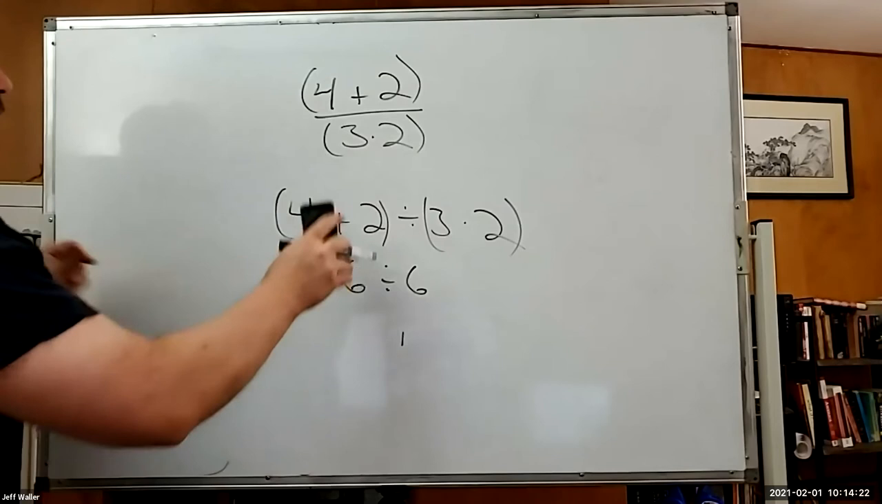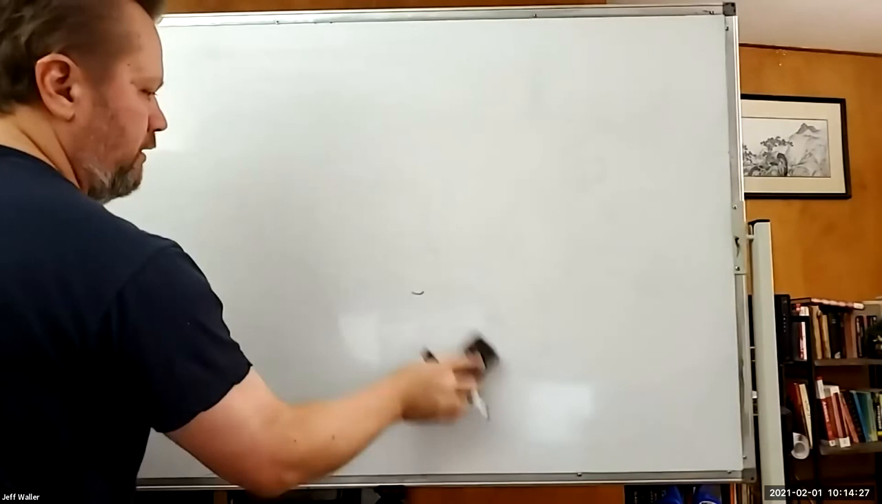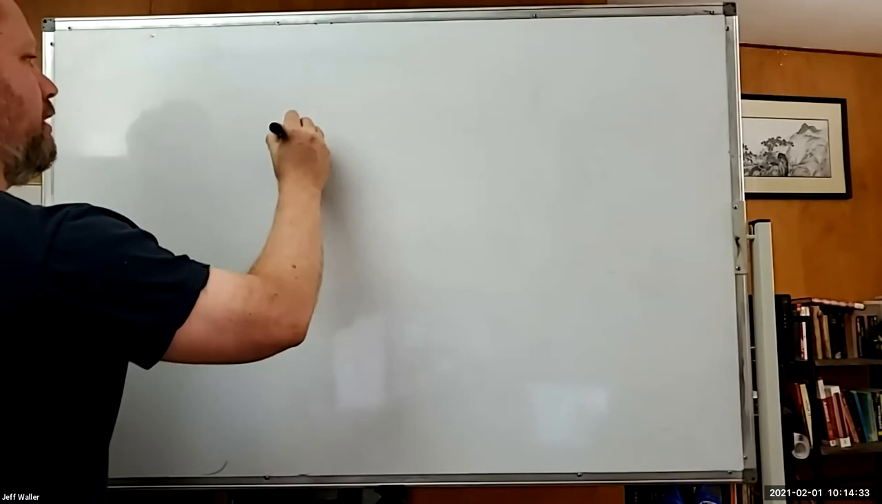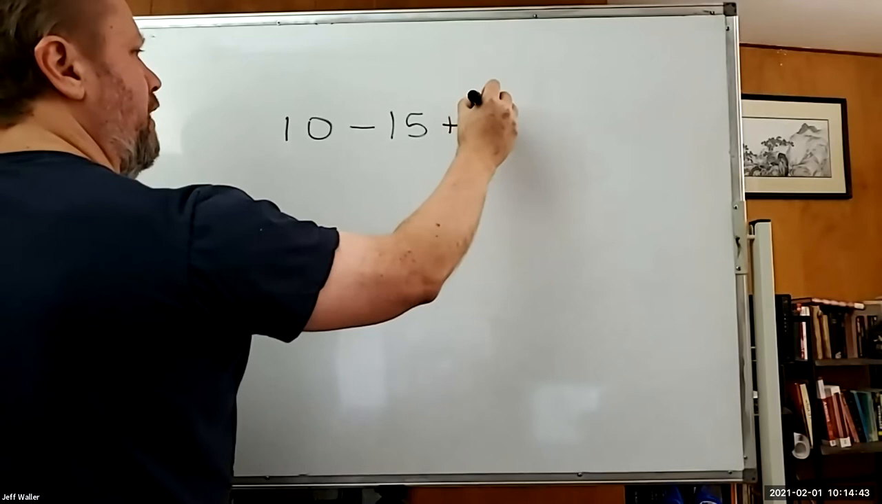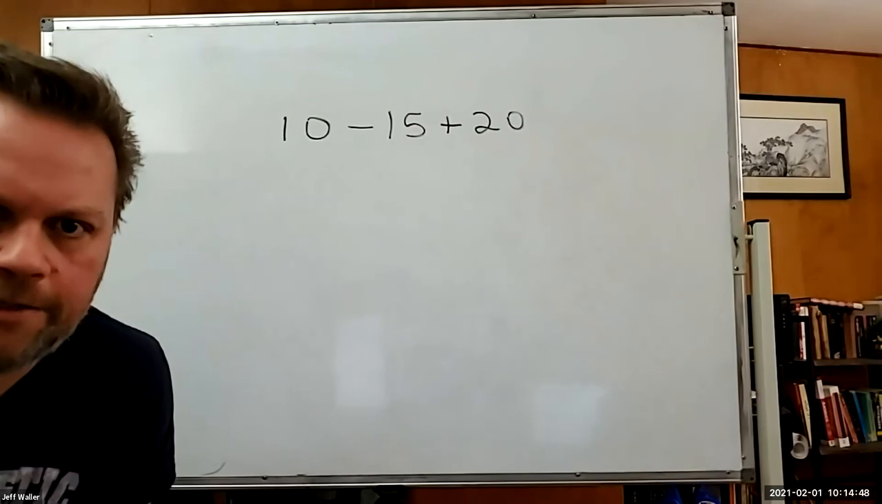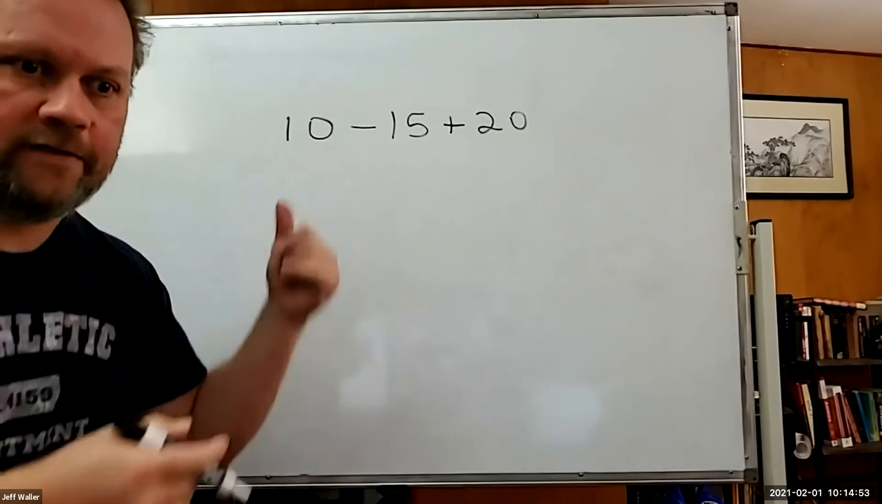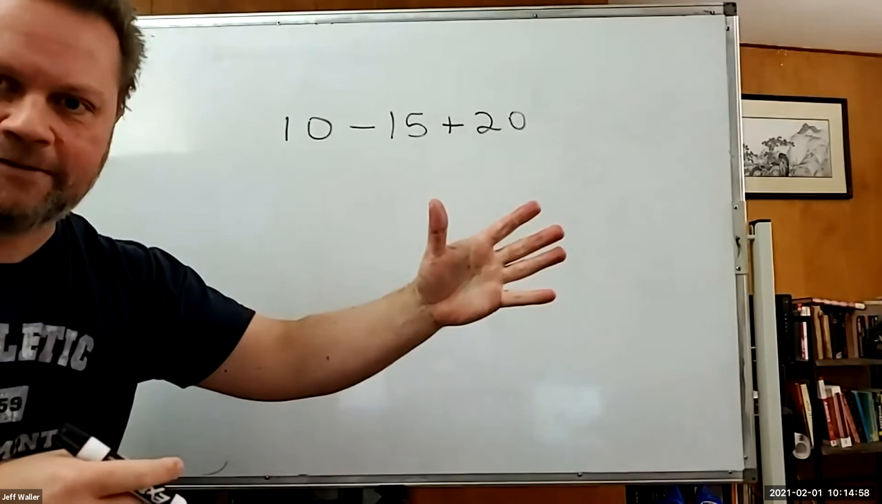Let me show you something that's got a physical interpretation that's really easy to get. Let's say I've got 10 bucks and I lose 15, or I owe somebody $15, but then I find $20. I should still have money left over at the end of that physical situation, right? If I have $10, I owe somebody 15 and I find 20. I see what you did. So what do I do?